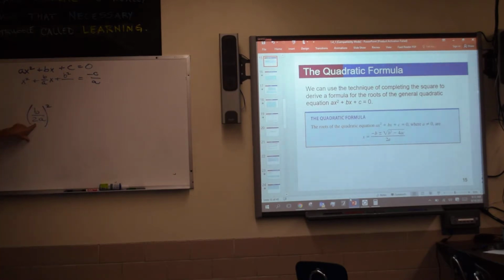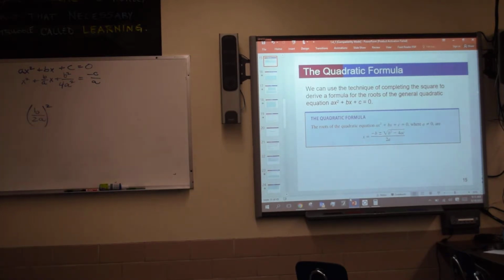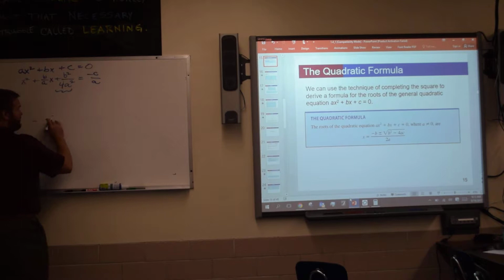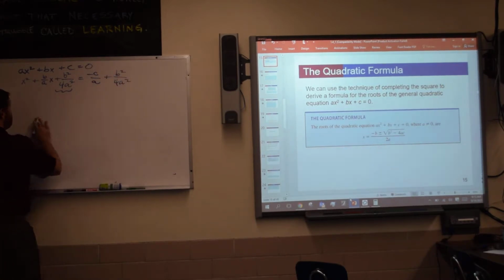Okay? Square the bottom, so it becomes 4. You square the 2, right? And you square the A. So I get that, and that's what gets added to the left-hand side. What do I do to the right-hand side? If I added this to the left, what do I need to do? Add it to the right. Okay?